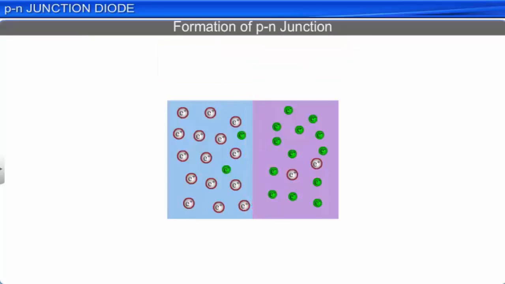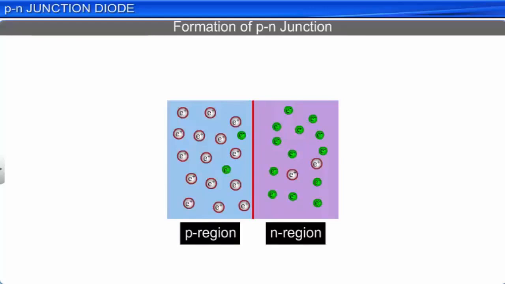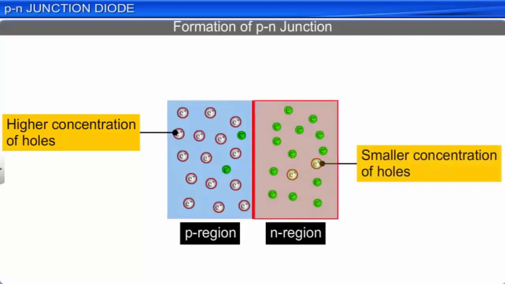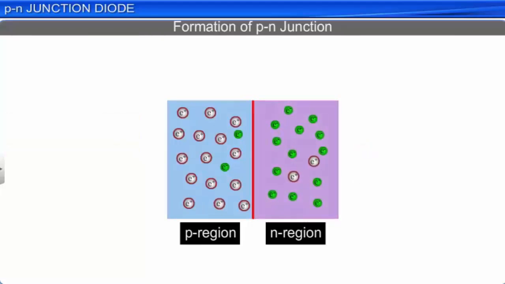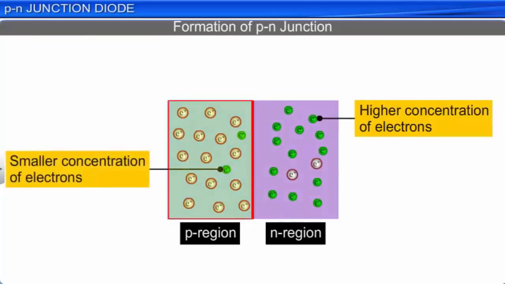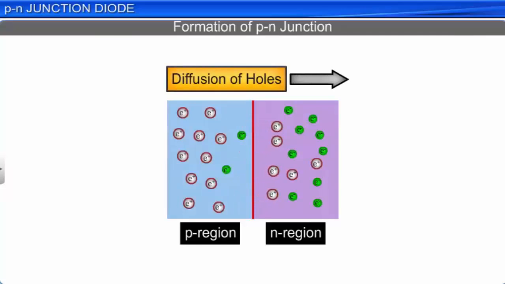Now, let us again look at the semiconductor crystal that contains both the p and n regions separated by the p-n junction. We know that in the p region, there is a higher concentration of holes, and in the n region, there is only a smaller concentration of holes. Similarly, in the n region, there is a higher concentration of electrons, and in the p region, there is a smaller concentration of electrons. This causes the holes to diffuse from the p region to the n region across the p-n junction. Physically, this means that some of the valence electrons just to the right of the junction may fill the vacancies just to the left of the junction.